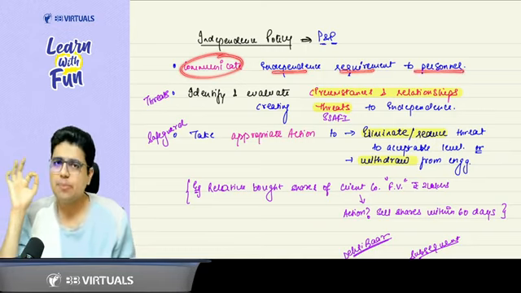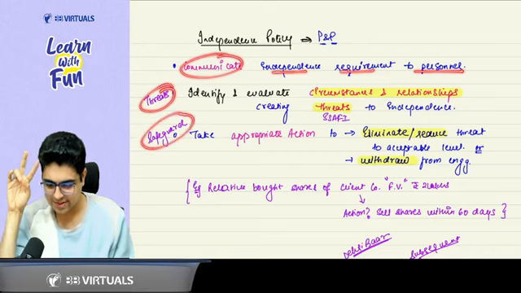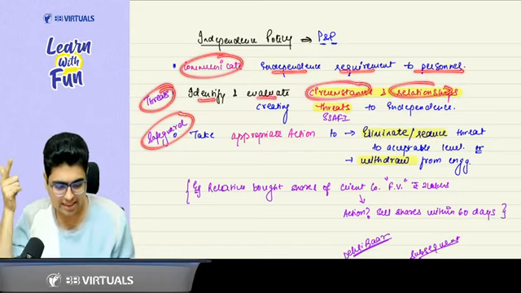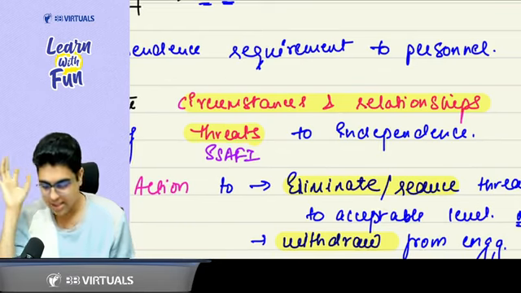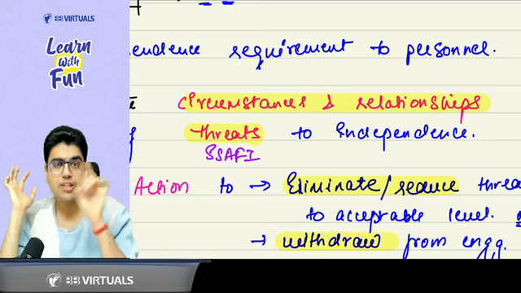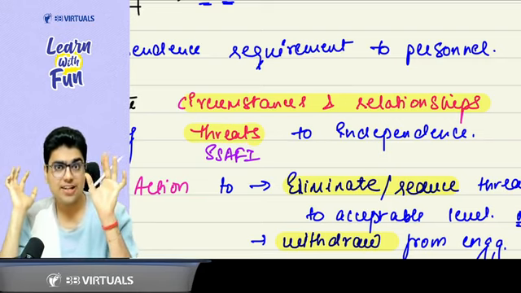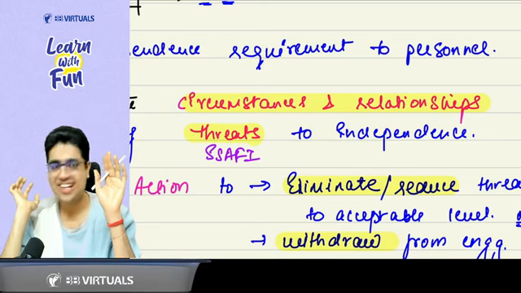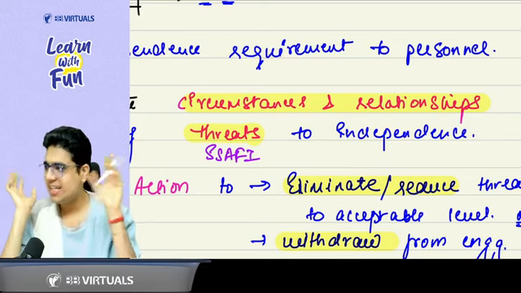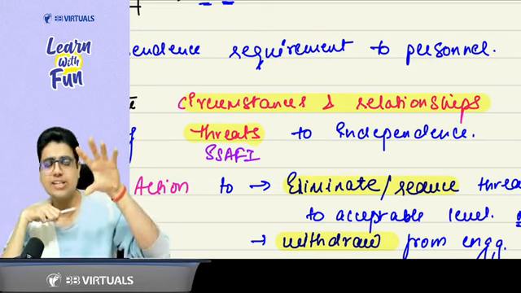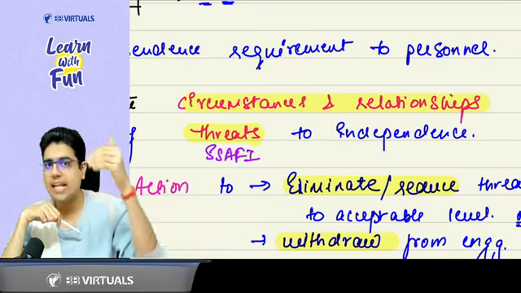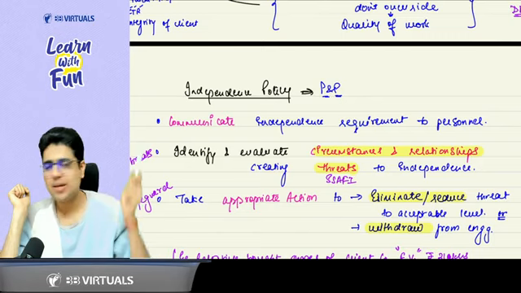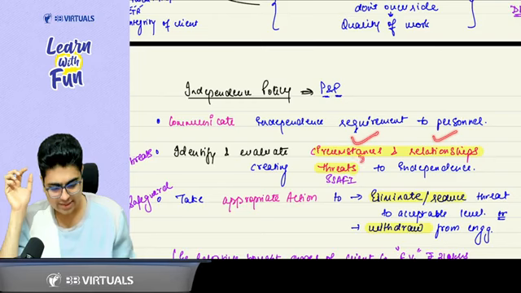Got it, sir. Now the policy will talk about 2 things, threats and safeguards. In case of threats, just say identify and evaluate the circumstances and relationships which create threats to independence. Sir, yes, we have studied these threats in professional ethics also: SAFI, self-interest, self-review, advocacy, familiarity, intimidation. Yes or no? Yes, sir. These are the threats we are talking about. And we also studied certain examples which can create those threats. So these things should be a part of your policy, that is the circumstances and relationships which create threats.